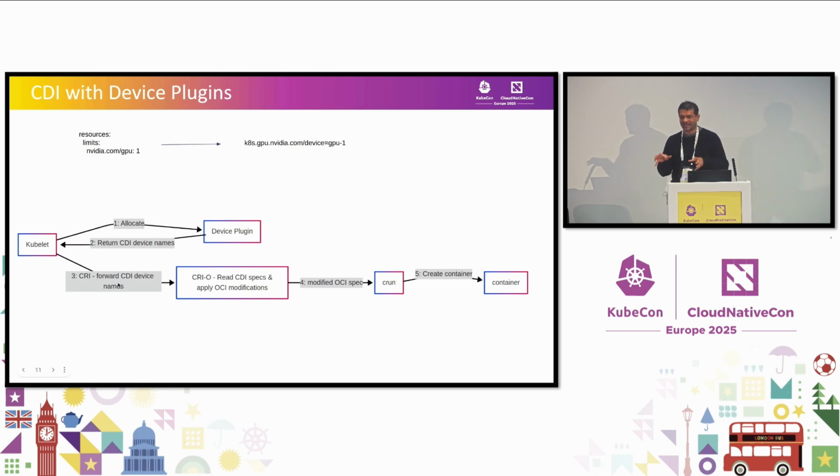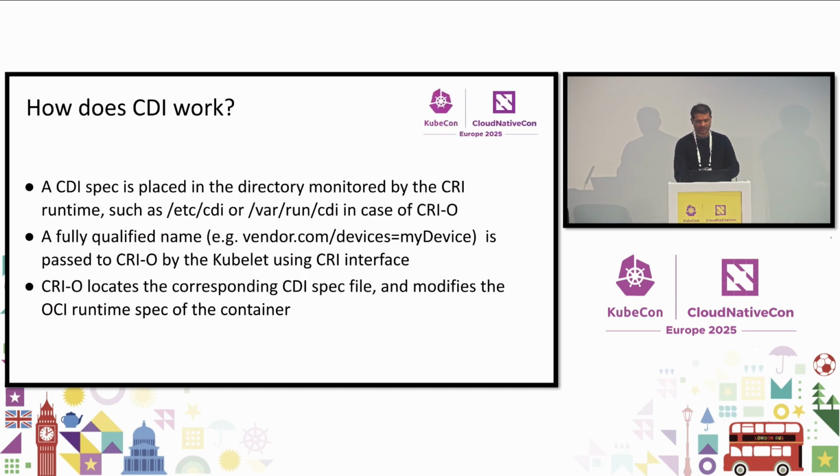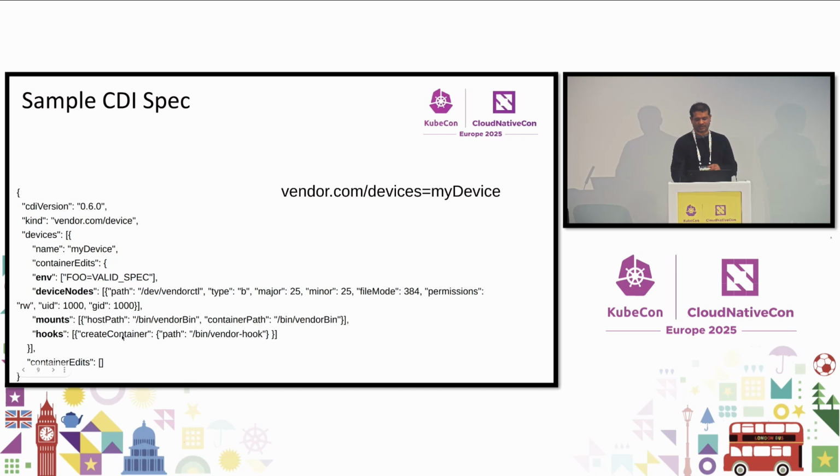Kubelet forwards these CDI device names to CRI-O via CRI, and then CRI-O, as I said, locates those CDI spec files, reads them, and applies the constituent container edits that we saw onto the OCI spec. That is passed to a runtime like crun or runc, which actually runs the container. For brevity, I gave the example of create container as the OCI hook I specified. It will get executed at this point, but there are other hooks that you can also use here.